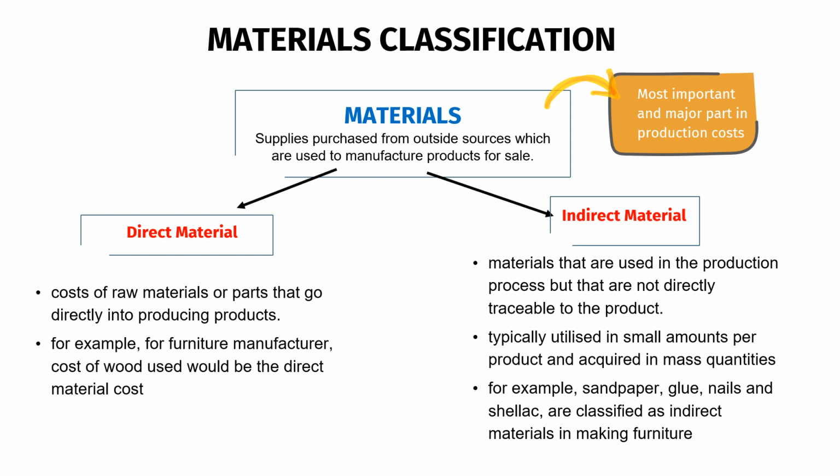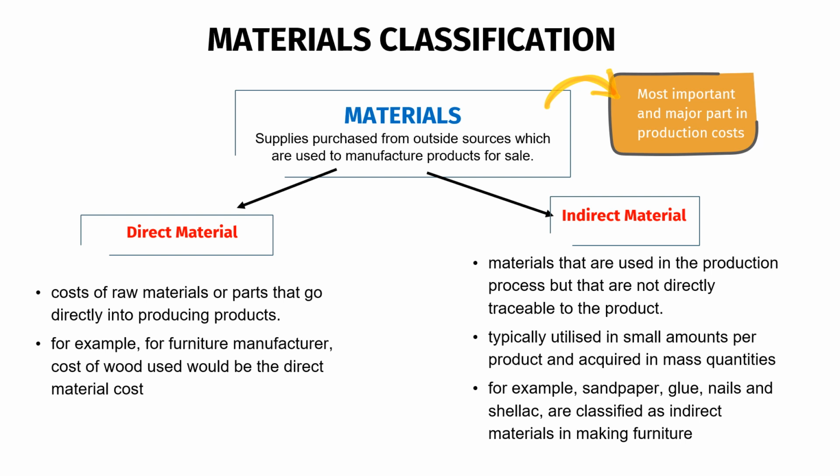Okay, let us look into the detail of the classification of material. We start with the definition of material. In simple words, material refers to the supplies purchased from outside sources which are used to manufacture products for sale. Therefore, material is considered one of the most important and major parts of the production cost. The materials can be divided into two different classifications. Number one is direct material and another one is indirect material.